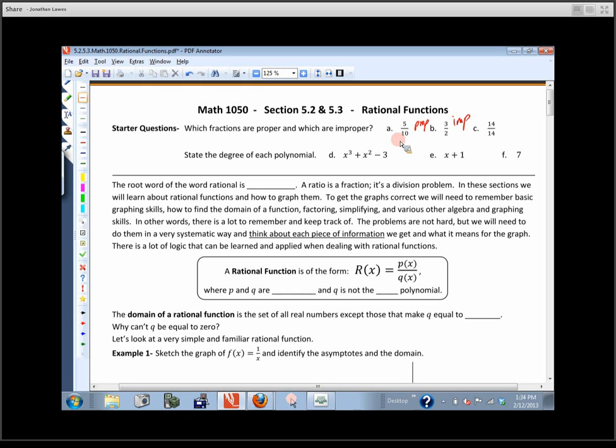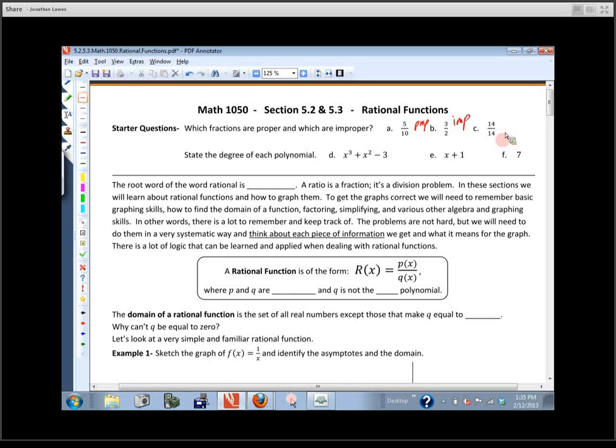Improper fractions are just higher than 1. Okay, they're equal to something more than 1. Can you tell me why by looking at this? Because the numerator's bigger than the denominator. The top's bigger than the bottom. That makes it improper. Okay? Now, what about this? Proper or improper? Okay, it's improper, but it's a different type of improper than this one right here is.